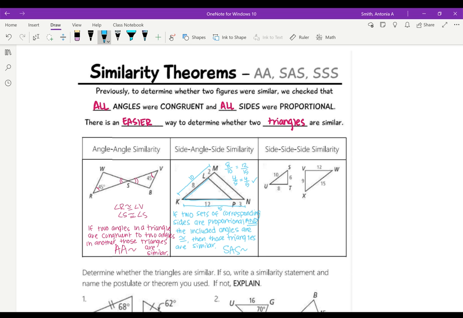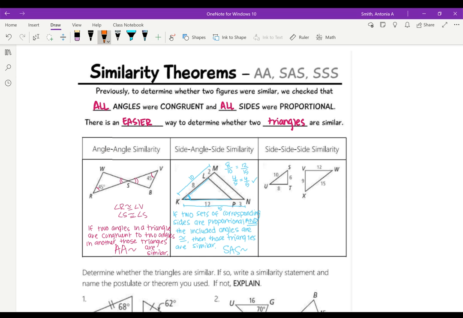And then the included angle in this picture, it's angle K. That's the angle that's in between these two sides. Well, since these pictures are overlapping each other, we just need to see, does angle K match angle K? And it does. So this would have side angle side similarity.